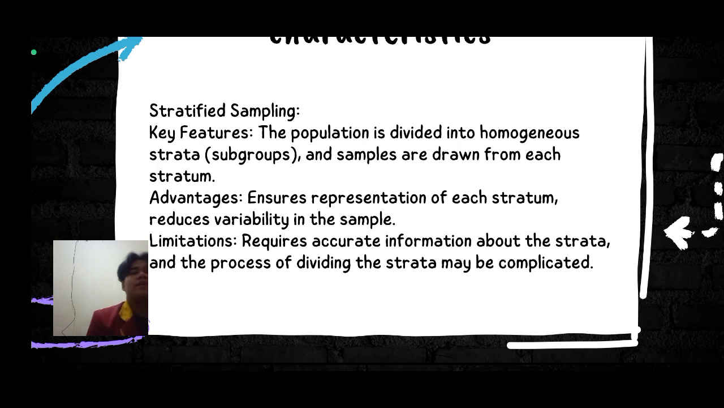And then stratified sampling. Key features: the population is divided into homogeneous strata or subgroups, and samples are drawn from each stratum. Advantage: ensures representation of each stratum. Reduce variability in the sample. Limitation: require accurate information about the strata, and the process of dividing the strata may be complicated.